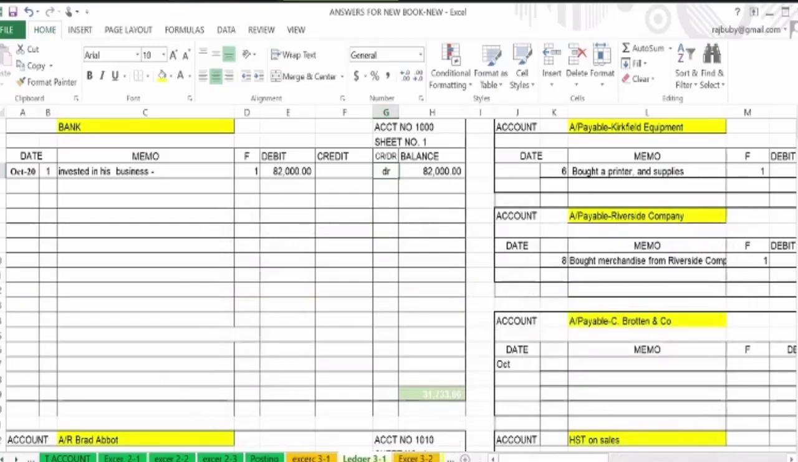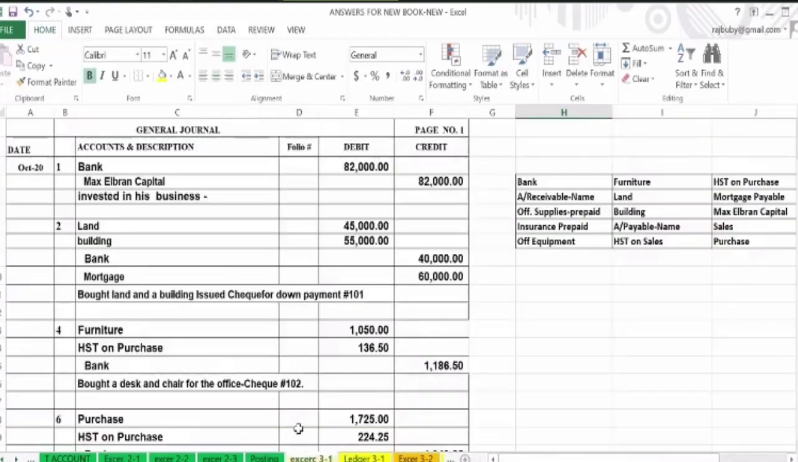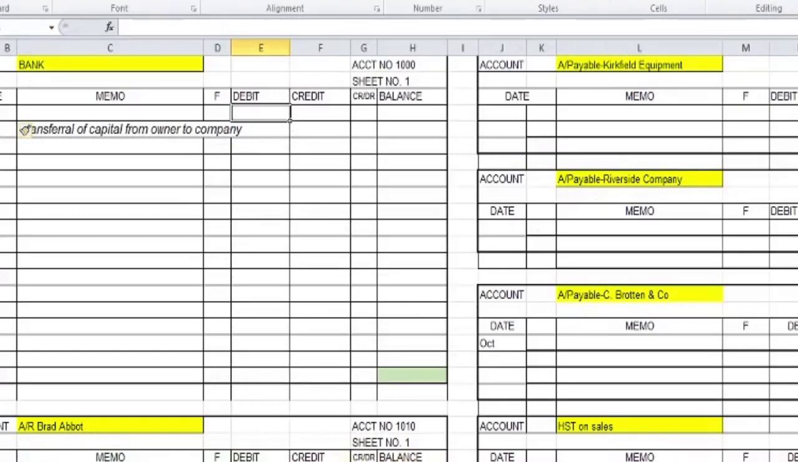After you record in the ledger, in the journal you also have to give the folio number. That means which ledger you recorded that information in. That is this.